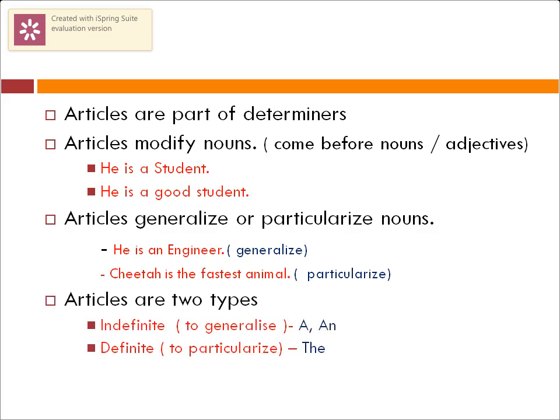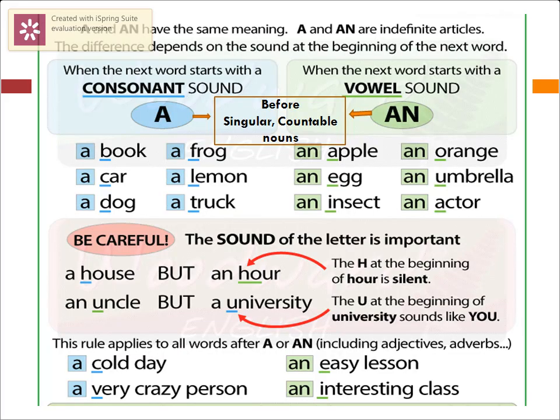Now, articles, based on how they work to generalize or particularize, can be divided into two types. Indefinite articles, which are used to generalize the nouns, a and an, or the definite article, which is used to particularize nouns, like the. Okay, we'll start by looking at the indefinite articles a and an.